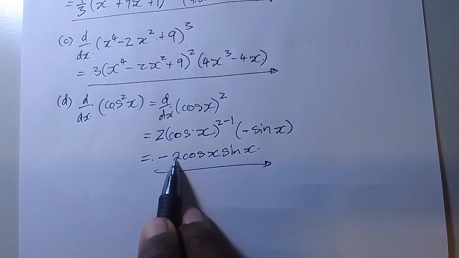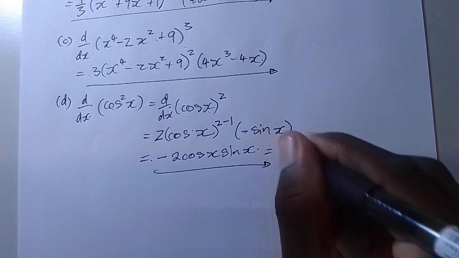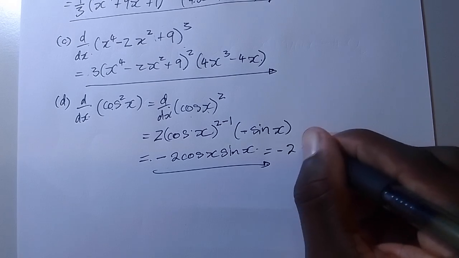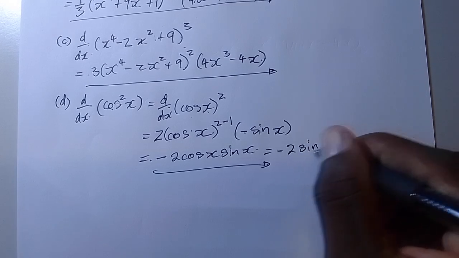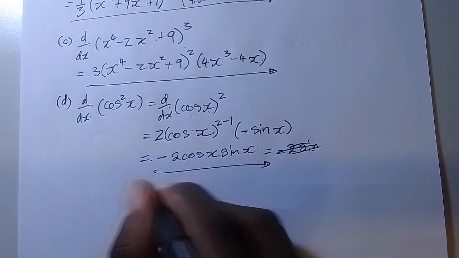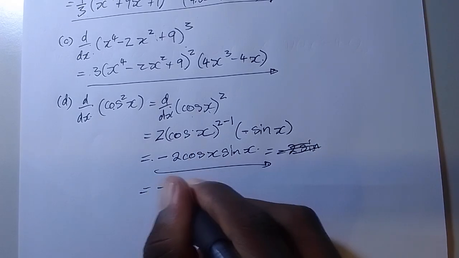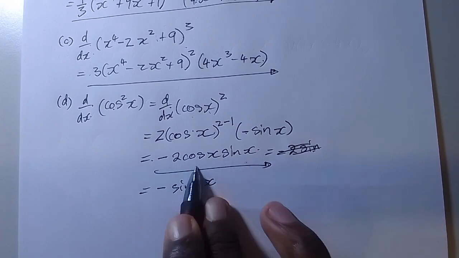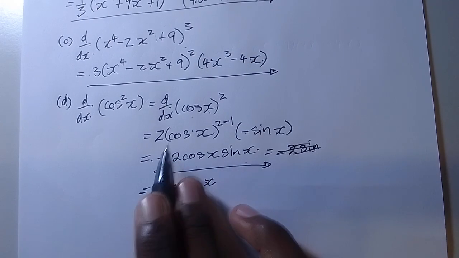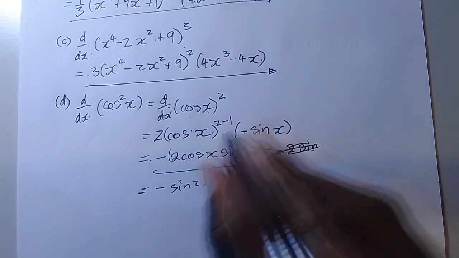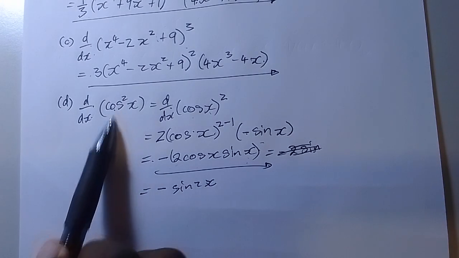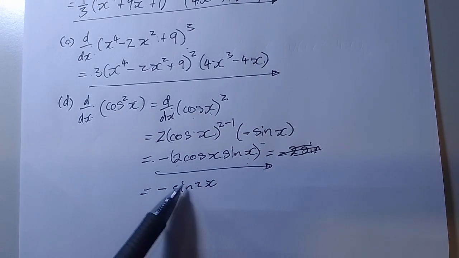You can further simplify this to say it's negative sine 2x, because it's 2 sine x cos x, which is the double angle for sine. So this is sine 2x. Therefore, the derivative of cos² x is negative sine 2x.